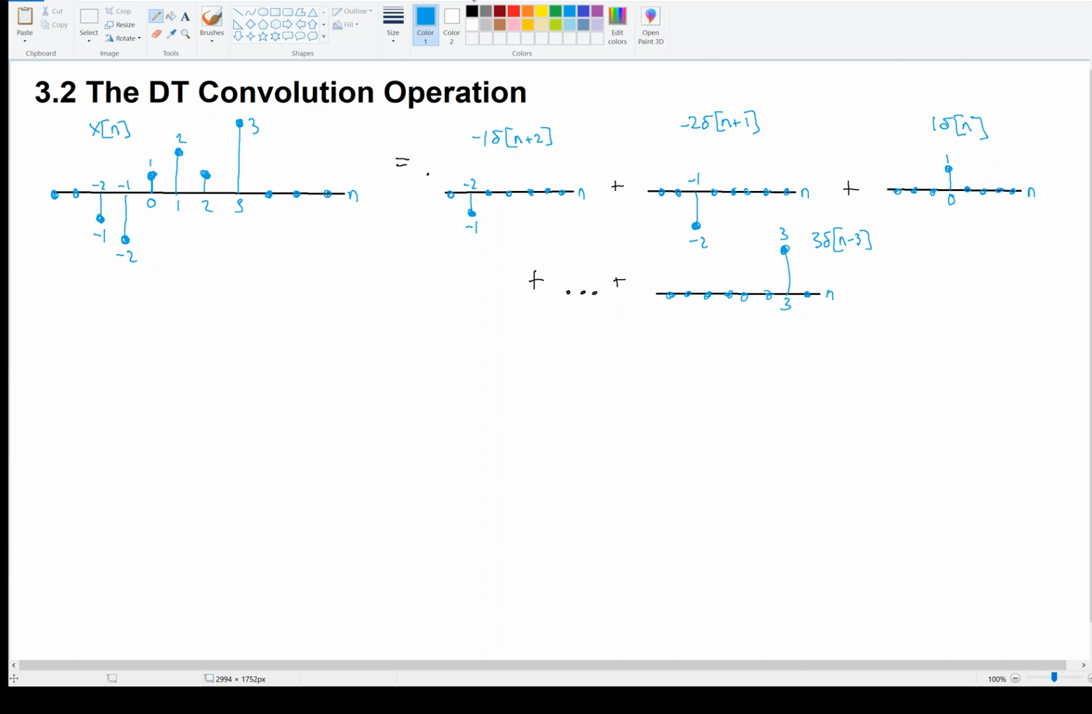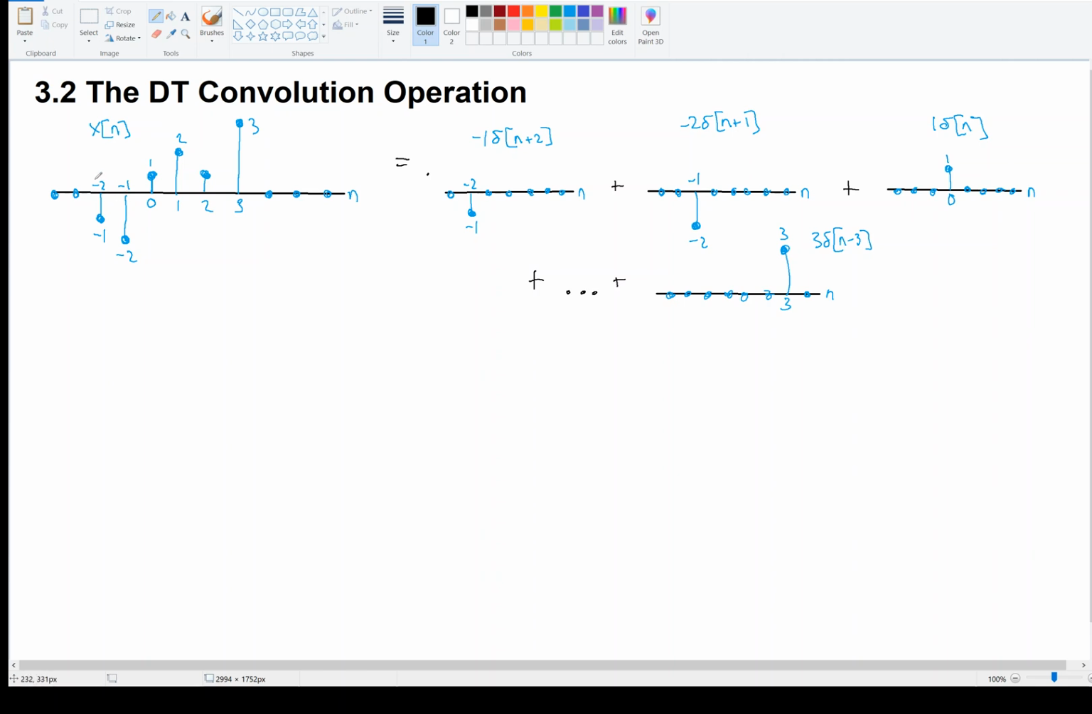Now, first recall in discrete time that any signal x of n can be written as a sum of a bunch of scaled, shifted impulses. For example, I have this x of n here, and there's nothing particularly interesting about this x of n. It's just a general one. It can be written as a bunch of these little shifted, scaled impulses added together, right?